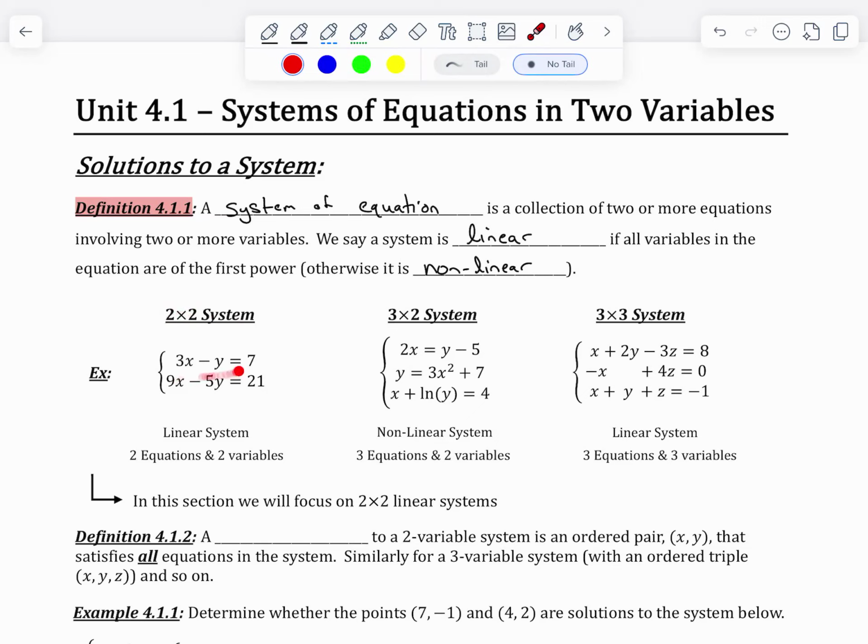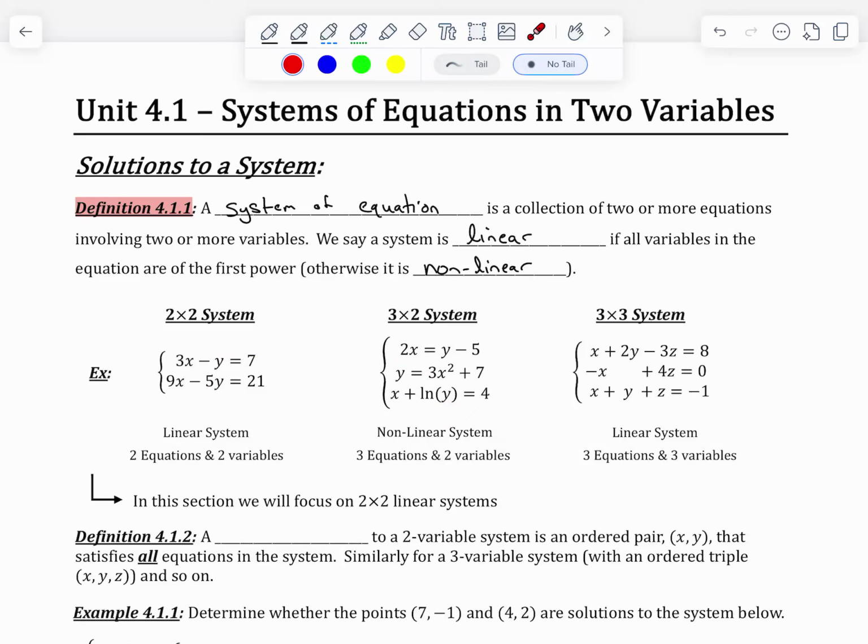This is a 2 by 2 system. In fact, it's a 2 by 2 linear system because we can see that all the variables are being raised to only the first power. And so it's a 2 by 2 system because it has two equations and two unknowns, x and y. The second one is a 3 by 2 system because it has three equations and two variables, x and y. And this is in fact a nonlinear system because of the x squared and the natural log of y. Those things immediately make it a nonlinear system.